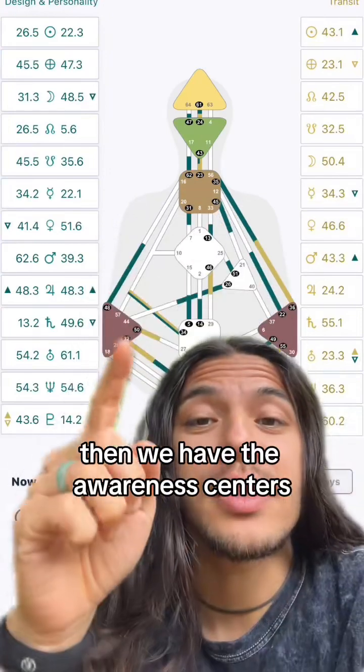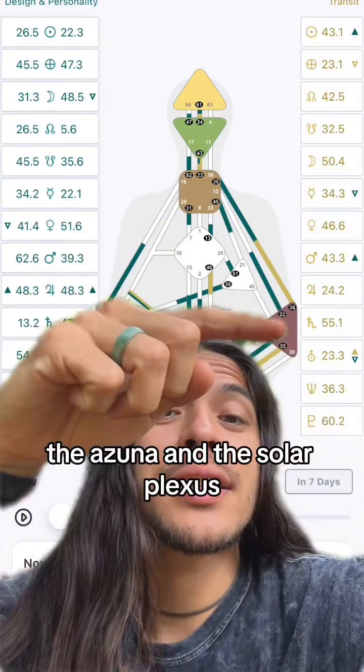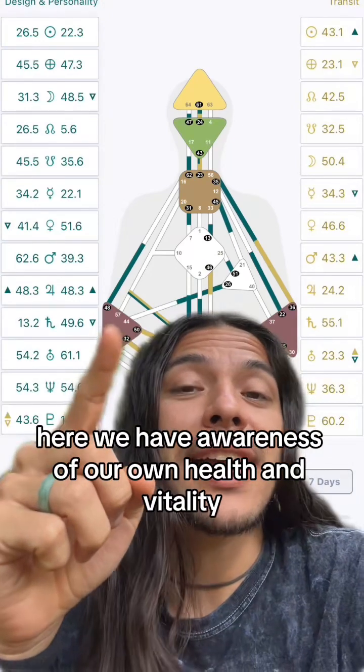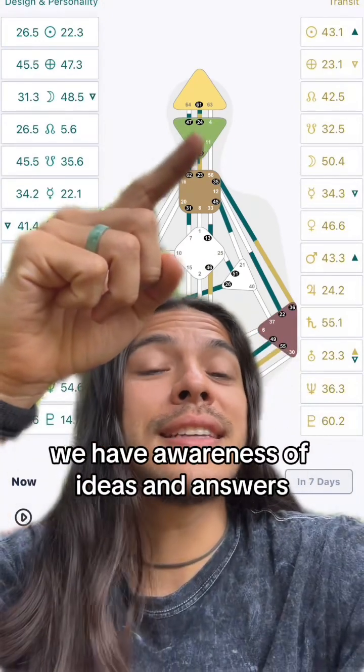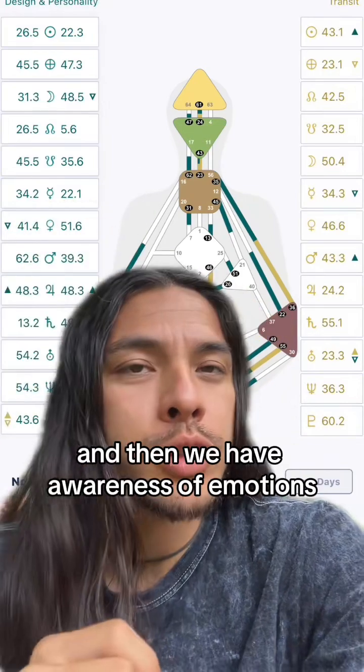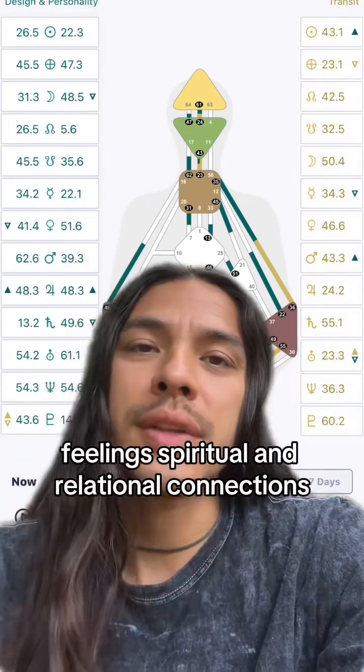Then we have the awareness centers. We got the spleen, the ajna, and the solar plexus. Here we have awareness of our own health and vitality. We have awareness of ideas and answers, conceptualizations, and then we have awareness of emotions, feelings, spiritual and relational connections.